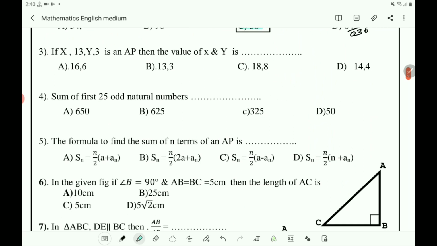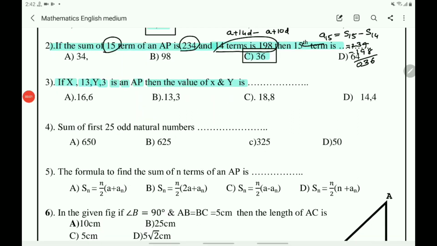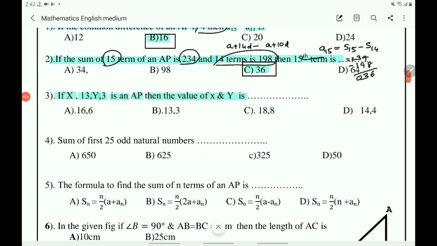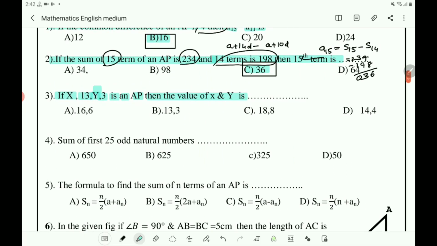Next you take the question number 3. If X, 13, Y, 3 is an AP, then the value of X and Y is? Y must be the mean of 3 and 13. So you will get Y equals 13 plus 3 by 2, that is 16 by 2, which equals 8. So you got Y is 8.